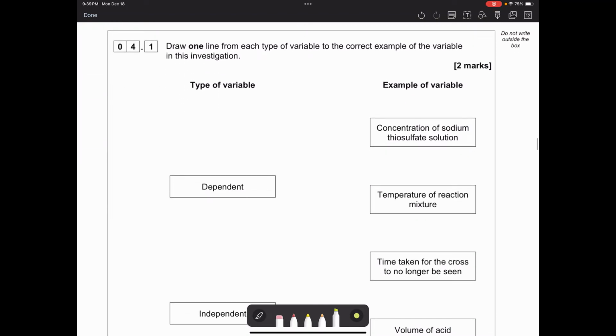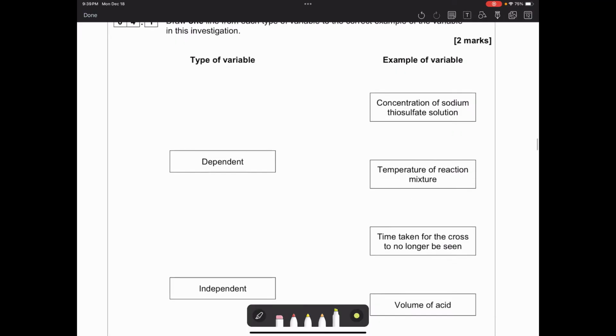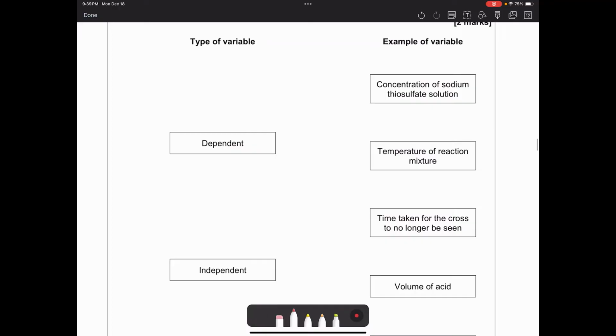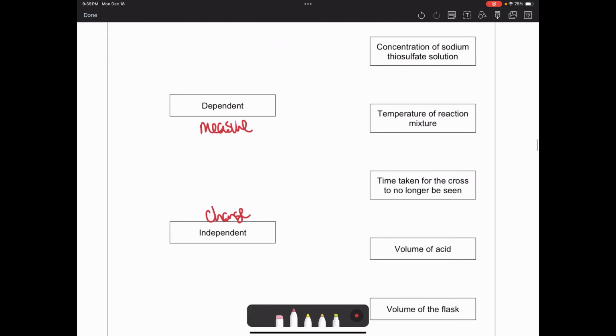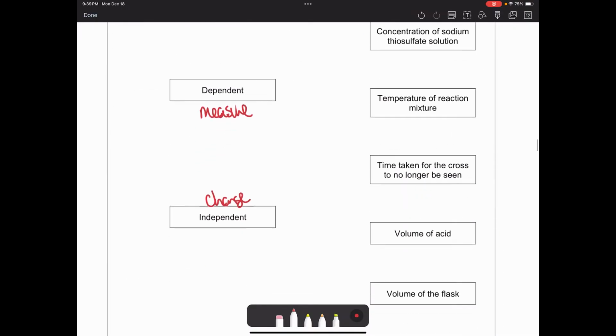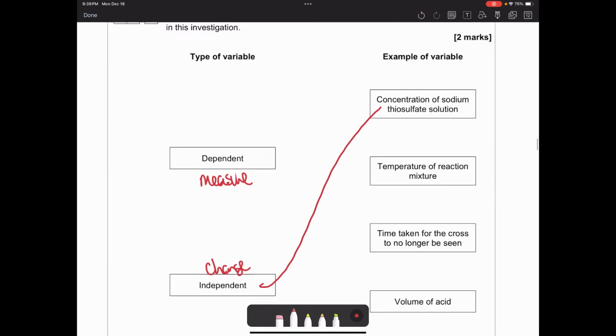Draw one line from each type of variable to the correct example of the variable in the investigation. So you've got dependent and independent. You should remember dependent is what you measure, independent is what you change. So if I start with what I'm changing, what am I actually changing in this experiment? Well, it says it at the bottom of the method here. Repeat it with different concentrations. Independent then would be our concentration.